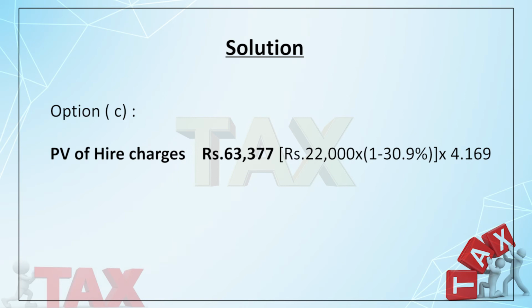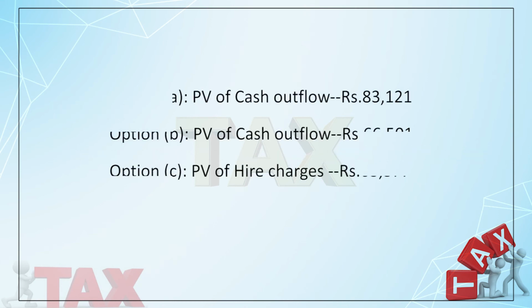So you are saving 30.9%. That means your net flow is 69.1%. So 22,000 into 1 minus 30.9% is multiplied by 4.169, because the flow is the same. You will appreciate that the higher charges of 22,000 are the same for each year. So I get 63,377. Now what should be the conclusion? It's simple. Wherever the present value of outflow is the minimum, that should be the option. And here the present value is the minimum in case of higher charges. So I think our solution should be that the company should go for the higher charges, right?